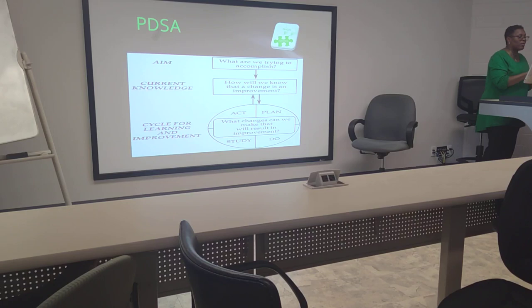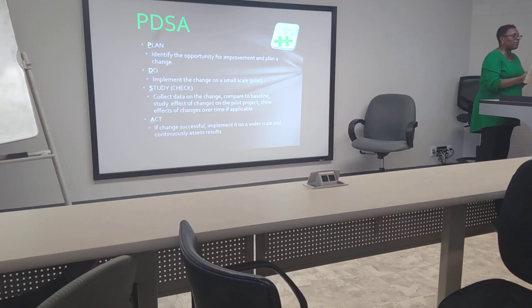And it's the cycle for learning. As I said before, in the plan step, you identify the opportunity for improvement and plan to change it. You do: you implement the change on a small scale, as a pilot if you want to. You study it, or you check it: you collect the data on the change compared to the baseline data that you have, study the effects of the change as a pilot project, and then show the effects of the change over time if necessary. And then you act: if the change was successful, then you implement it on a wider scale and continuously assess the results.